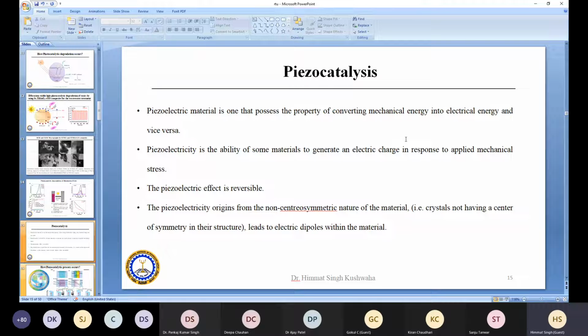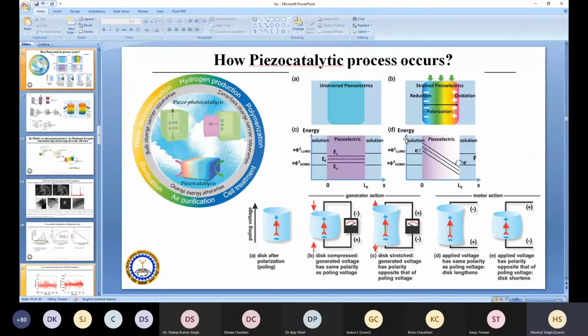So this piezoelectric energy can be used for all kinds of catalysis processes, like environmental remediation or other catalysis processes. So how will this piezocatalysis process occur? You can see it in this diagram below. It's a polarized disc.